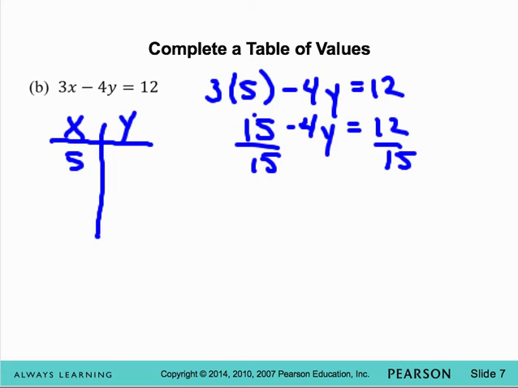Not divide by 15. What am I doing? I'm sorry, my dog distracted me, guys. I was sorry.